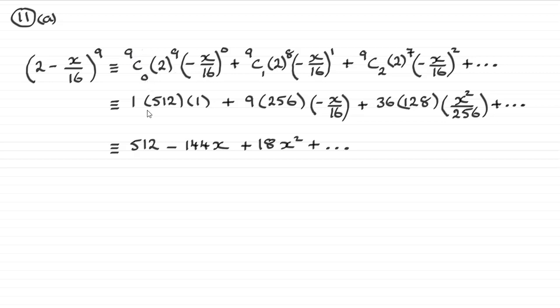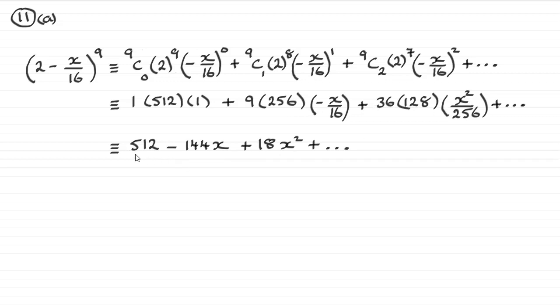Work out 9C0, which comes to 1. Anything C0 is always 1. nC1 is always n, so 9C1 is 9. 9C2, do it on your calculator, comes out to be 36. And you'll see I've written purposely each of these values in the brackets here so you can check them out, okay? And then just expand them. Simplify them, and that's what you get.